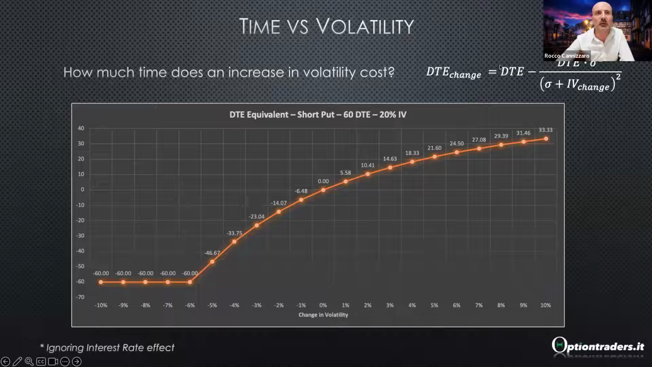So you plug in your DT, which is obviously the days to expiration of your original option, let's say 60 days in this case. Sigma is the volatility of when you open the trade, or for example today, let's say 20%. Then assuming a 1% increase, that's the value you plug in this formula at the bottom, and the DT change is how many more days you end up having to wait to get back to even.